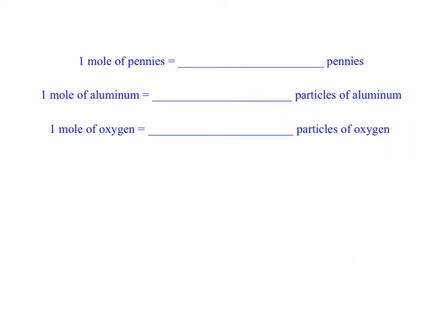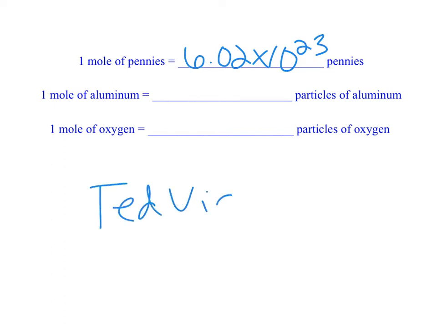So if you have 1 mole of pennies, you would have 6.02 times 10 to the 23rd pennies. And there's a fun TED Ed video called How Big Is a Mole that gives you really cool facts. This one says that if you spend $1 million a second from age 0 to 99, you would still have 99.9% of your wealth if you had a mole of pennies. So that is a ton of money.